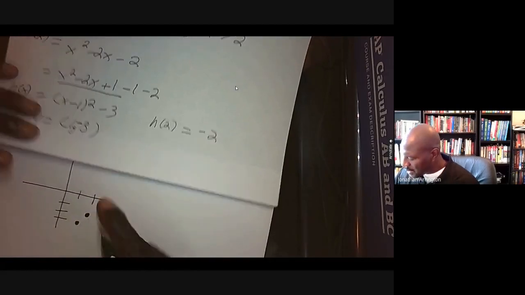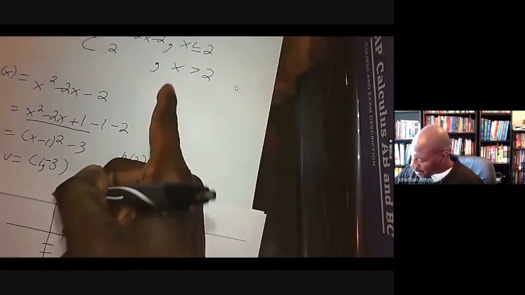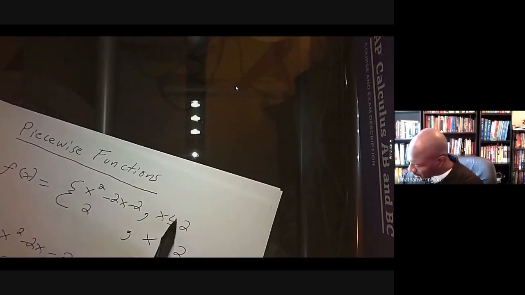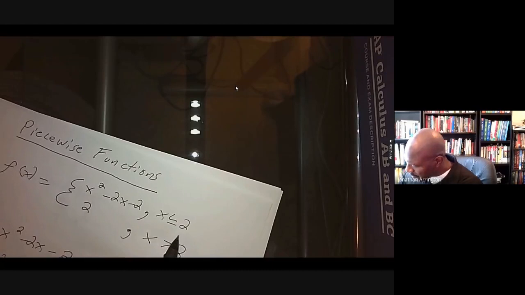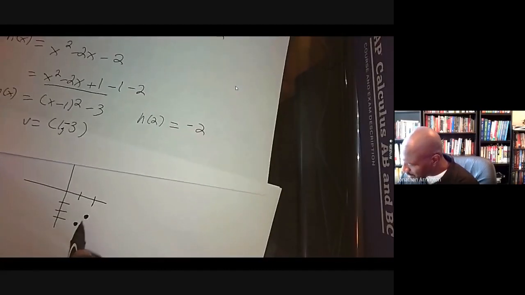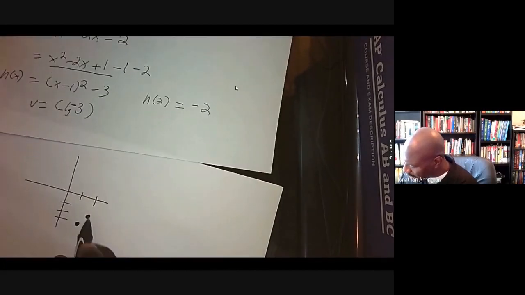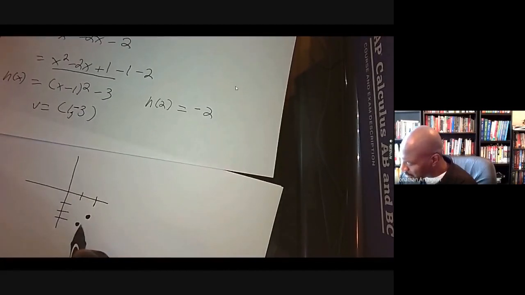Now this point is actually where this graph ends, because again, this graph is for the values of x which are less than or equal to 2. But because it says or equal to, I have a closed circle right here. If it just said less than 2, I would have to make an open circle on that particular point.